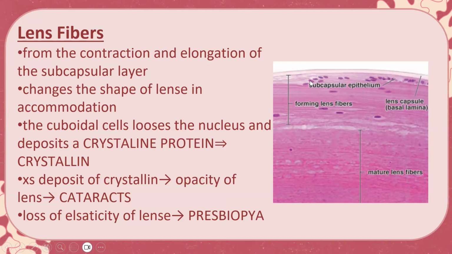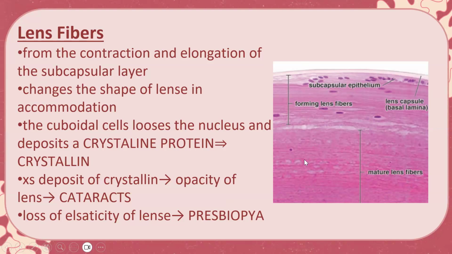As they extend down, they lose their nuclei. So here we have a lot of nuclei, fewer nuclei here, even fewer nuclei here, and no nuclei here. This is a mature lens fiber. So as we go deeper into the lens, the subcapsular epithelium loses its organelles and becomes only fibers to form the lens fibers.